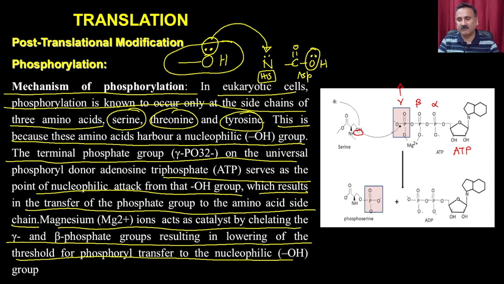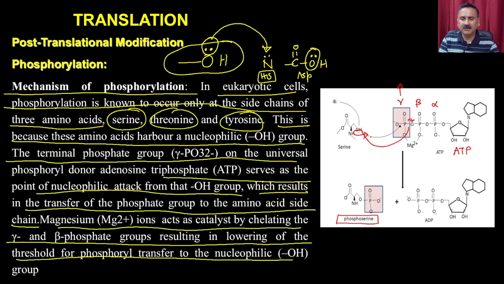In the gamma phosphate there will be a nucleophilic attack from the lone pair of electrons that is present, and as a result this particular group is going to get broken down from here. So, it is going to get converted into ADP, and this portion will go and attach here, and that is how you are going to have the phosphoserine. Okay, and that phosphoserine is going to be formed.